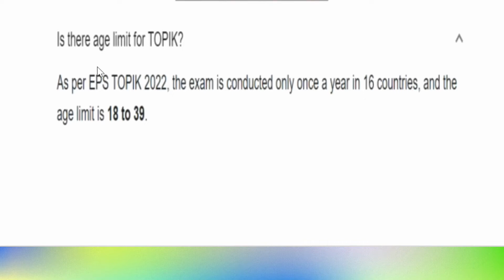So pag wala ka pang 40 guys, so aral na ng Korean, tapos mag-work ka dito, sobrang hirap ng pamumuhay sa Pilipinas, di po ba? Kasi kayod ka ng kayod, buong araw, tapos magkano lang yung sahod mo.